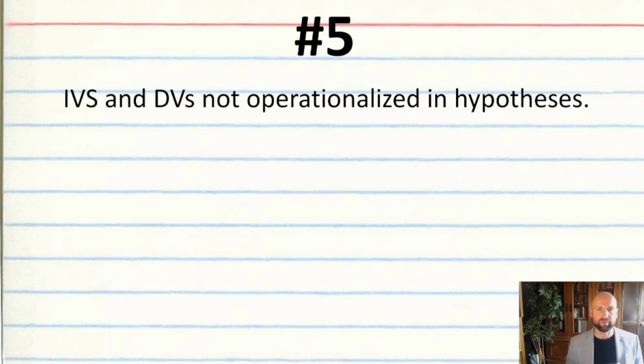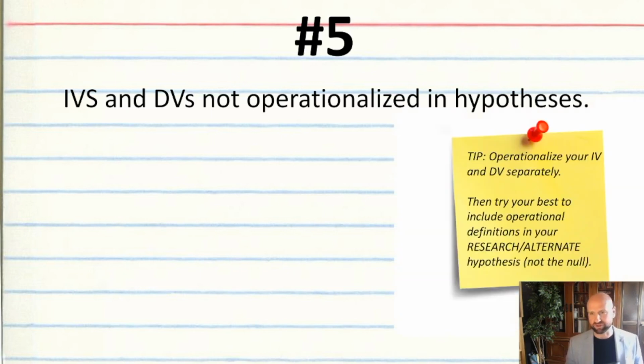Now, you only have to operationalize it in one of them. I suggest the alternative or your research hypothesis. Alright, now one tip you could do is operationalize your IV and your DV separately. So don't try to do it in your hypotheses to begin with. Separate it out first and try and do it that way, and then try your best to include the operational definition in your research hypothesis.